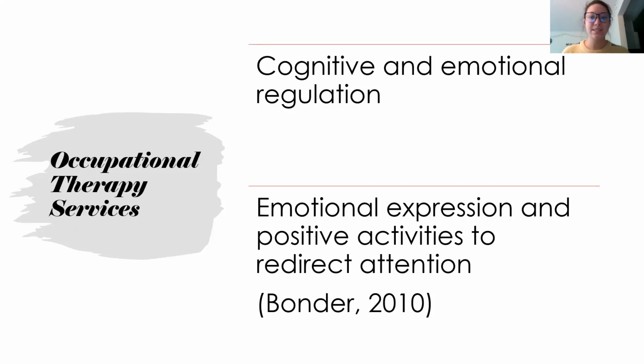Occupational therapy services that can occur for people with Munchausen syndrome include cognitive and emotional regulation. This is really important to understand where the behaviors are coming from and to find different activities for the person to participate in instead of injuring themselves or inducing some sort of symptoms. Another thing that was found to be helpful through occupational therapy was emotional expression and positive activities to redirect attention, as I kind of touched on earlier.